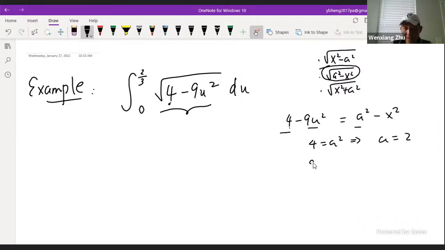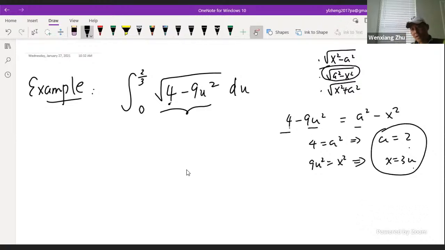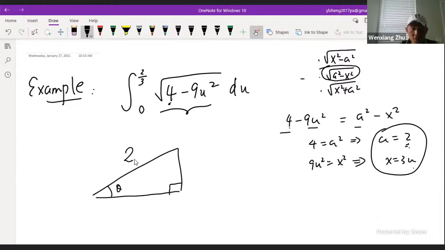And also the second part, 9u squared should be equal to x squared. You take the square root and assume u is positive here, so that gives you x equal to 3u. You need to figure out what your a and x are so you can draw that right triangle. All right, so this is the second type. I'm going to draw the right triangle, whatever shape, as long as it's a right triangle, and put a theta in this form. I assign a equal to 2 because 2 squared is equal to 4. This has to go with the hypotenuse because this is 4 minus something. 2 is the largest side, so put 2 there.